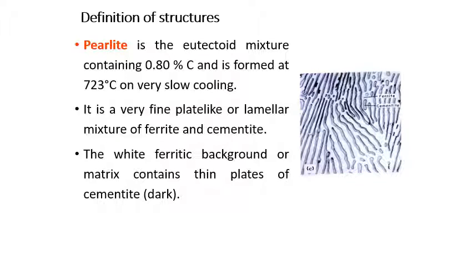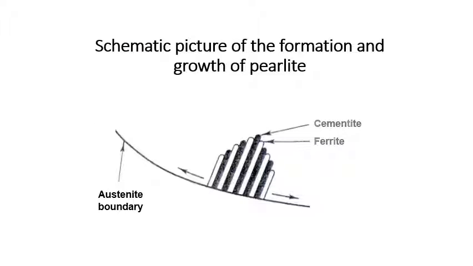Okay, so pearlitic condition, that is a pearlitic structure, will be a eutectoid mixture containing exactly 0.8% carbon, which is formed at 723. It is a very fine plate-like structure, kept one above the other, where the white is ferrite and black is cementite in nature.